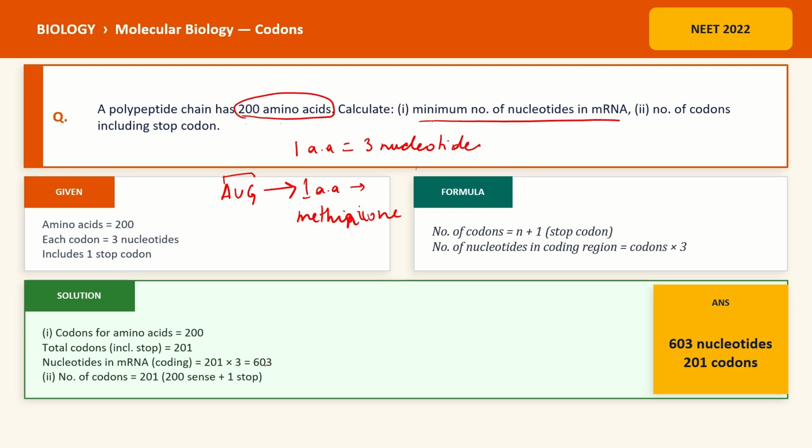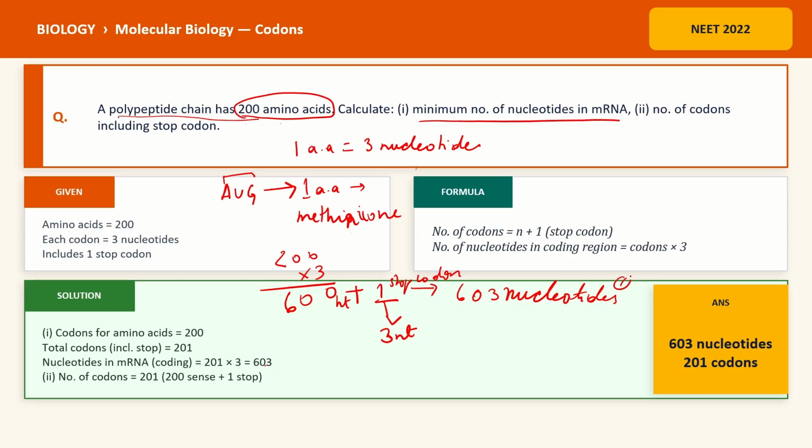So what is happening is that there are 200 amino acids. For 200 amino acids, we multiply by 3 and get 600, plus this is a polypeptide chain, and there will be a stop codon also, right? So one stop codon we can add as 3 nucleotides to the 600 nucleotides. So this becomes 603 nucleotides, right? And this is the answer of the first part.